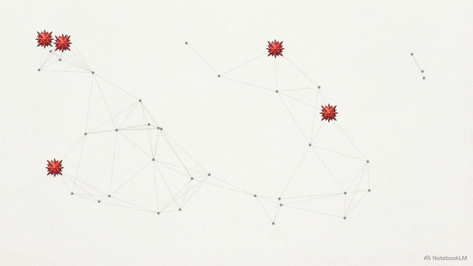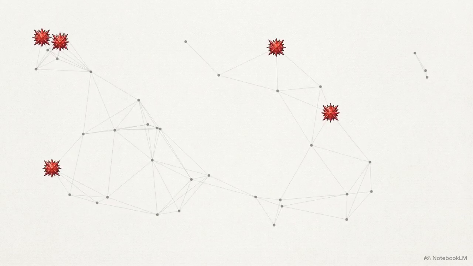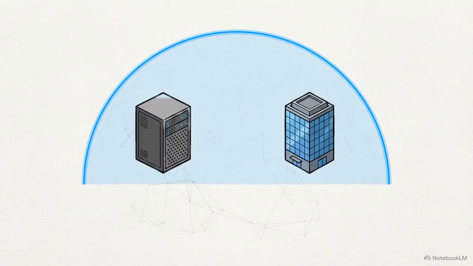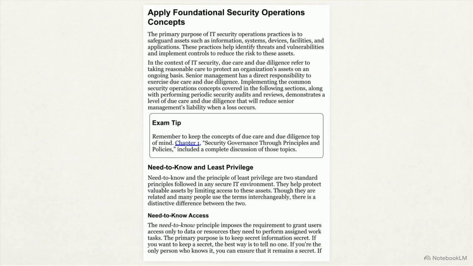The primary objective of IT security operations is strictly defined: identify threats, implement administrative controls, and safeguard organizational assets, ranging from digital data to physical facilities. This text highlights the legal foundation governing these operations. It establishes that senior management holds a direct responsibility to exercise due care and due diligence. Implementing baseline security operations concepts and conducting periodic audits mitigates their organizational liability in the event of a breach.